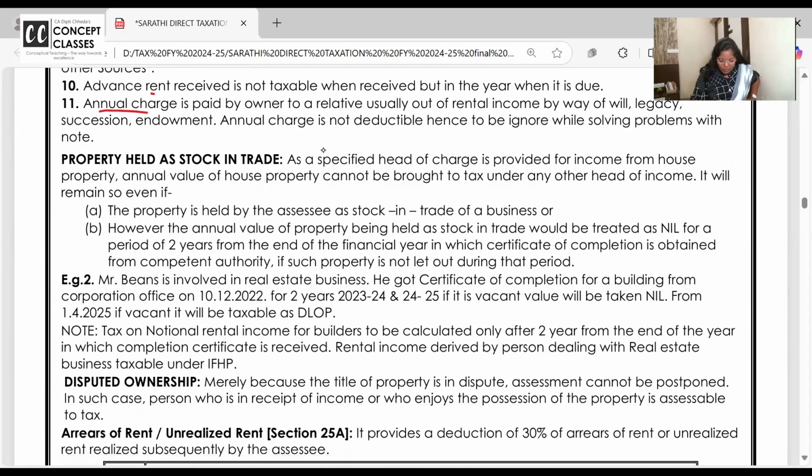Last part now when I'm closing. Property held as stock in trade. This is very beautiful. Listen to the concept. You all are a real estate dealer. You buy and sell the houses. Or you take a plot, you make bungalows and you sell it. Now the property is ready to occupy. You have put a to-let board. No one has come to occupy.